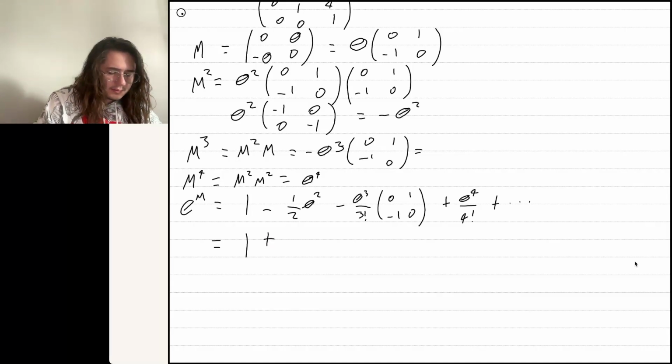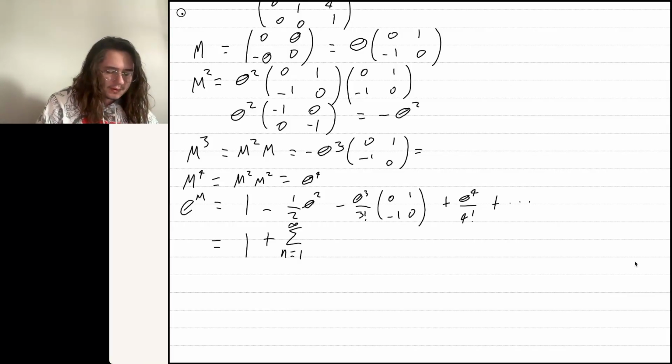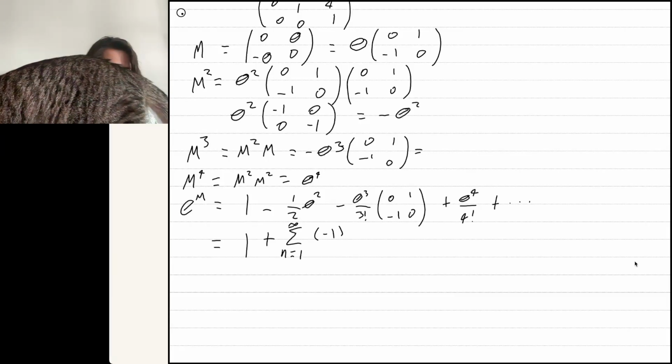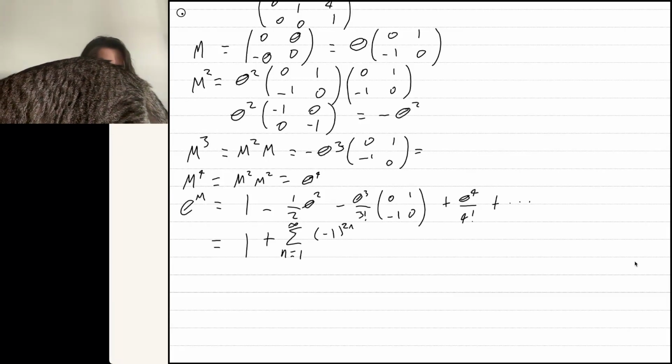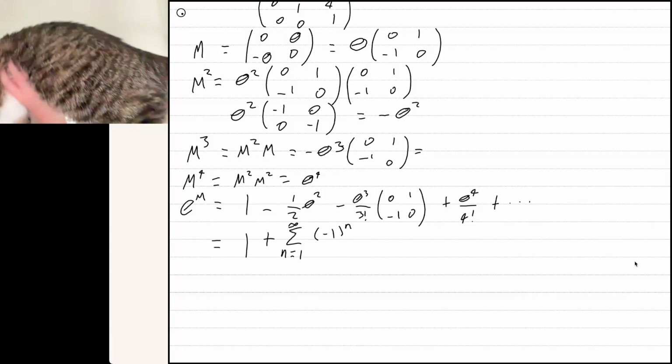So plus, and this is where I'm going to stick the even powers of the expansion, n equals 1 because we're starting with theta squared, to infinity though, and it seems to have a minus 1 to the n. It's flipping signs all the time, or actually it's minus 1 to the 2n, I think. No, that doesn't make any sense because that would just be 1 to the n. So it's definitely minus 1 to the n.